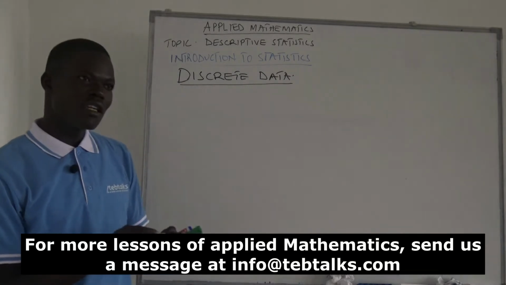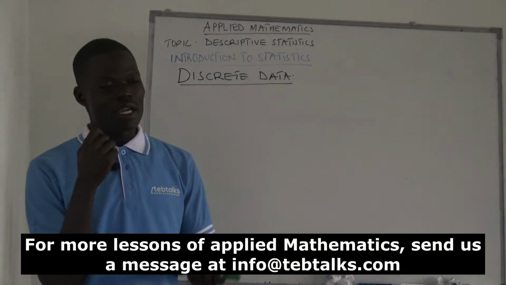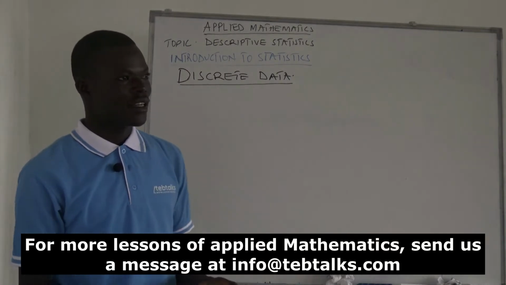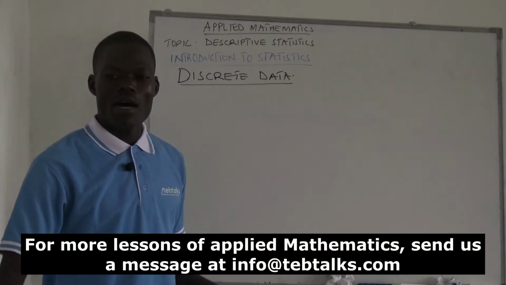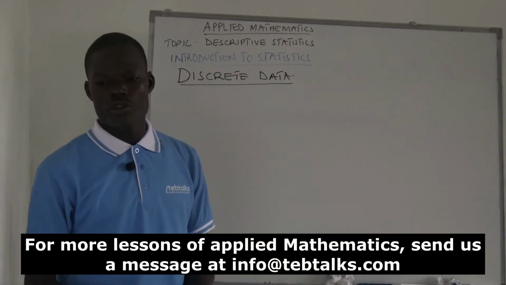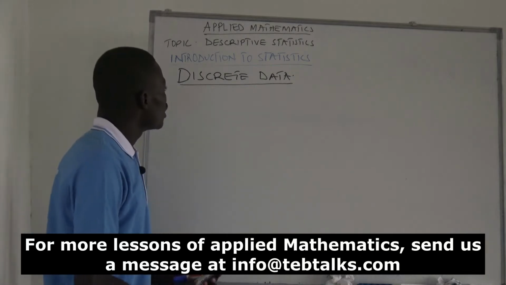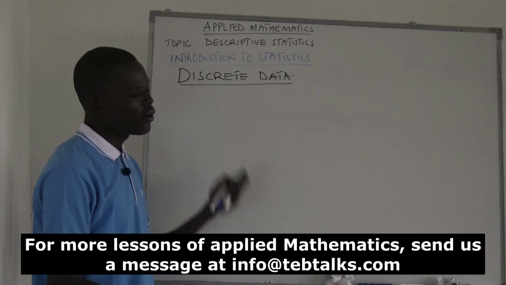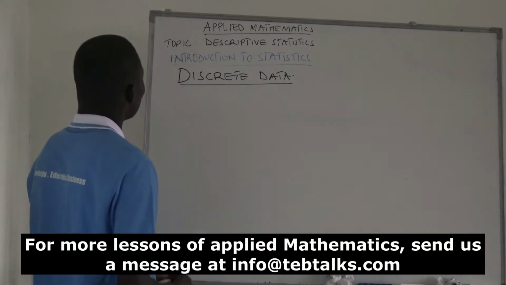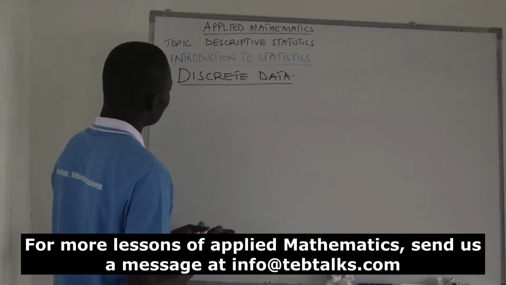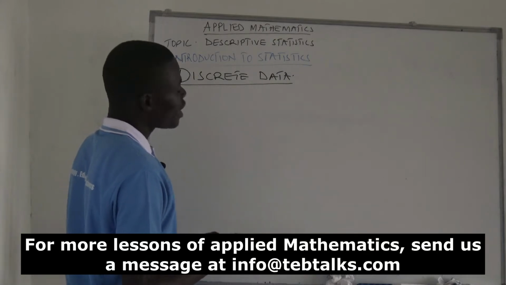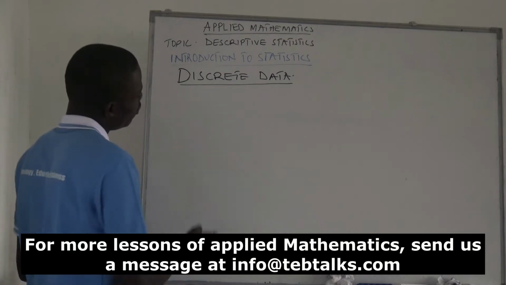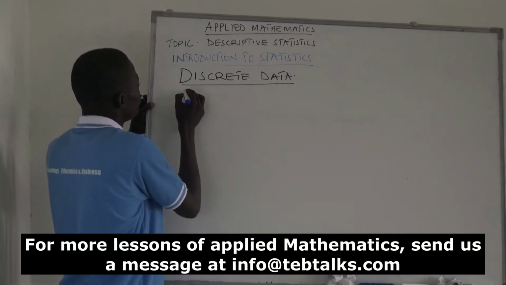Now, what happens to the information you have collected? If you get the number of students in senior 5 who are 16 years old, after you have noted their number, what happens with that information, that data you have received? That's where we are going into interpreting and analyzing data. So in discrete data, we shall first look at measures of central tendency.